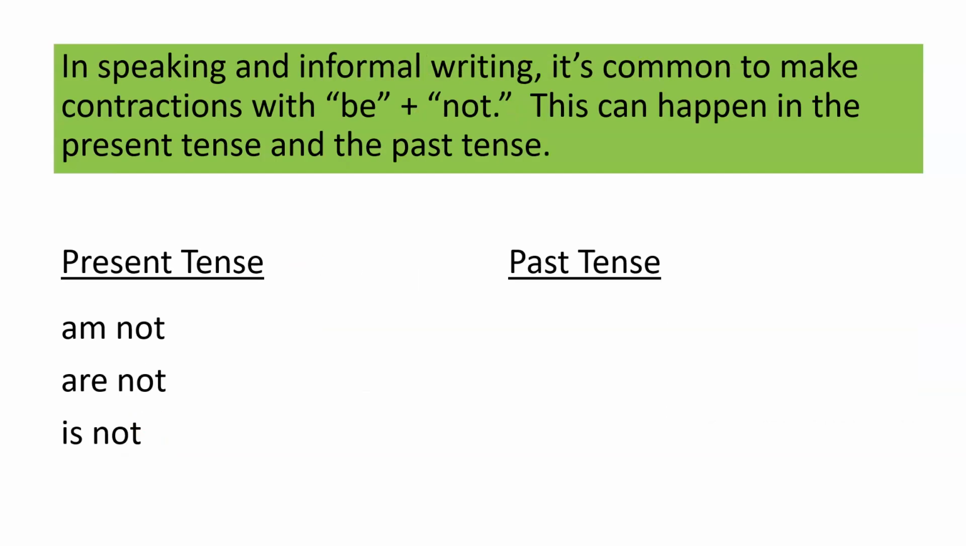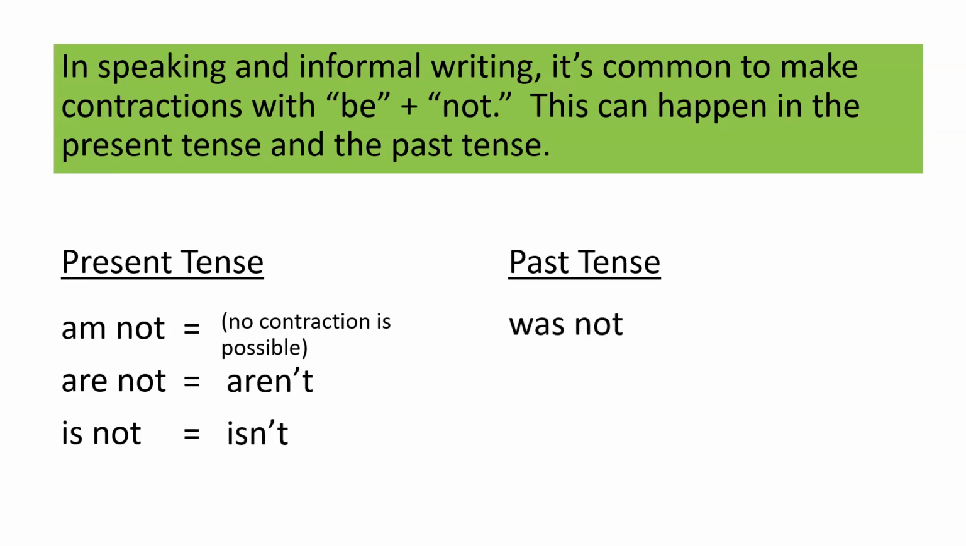In speaking and in informal writing, it's common to make contractions with be plus not. This can happen in the present tense and in the past tense. For example, in the present tense, am not doesn't have a contraction, but are not turns to aren't, is not turns to isn't. So in the past tense, when we have was not, this changes to wasn't, and were not changes to weren't. So all of that is pretty simple.